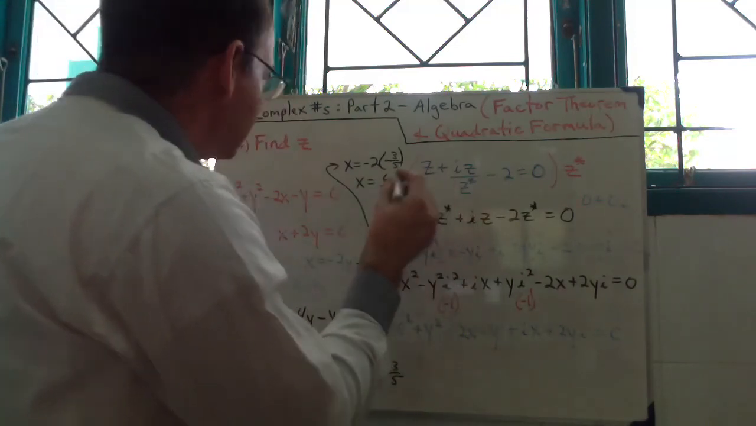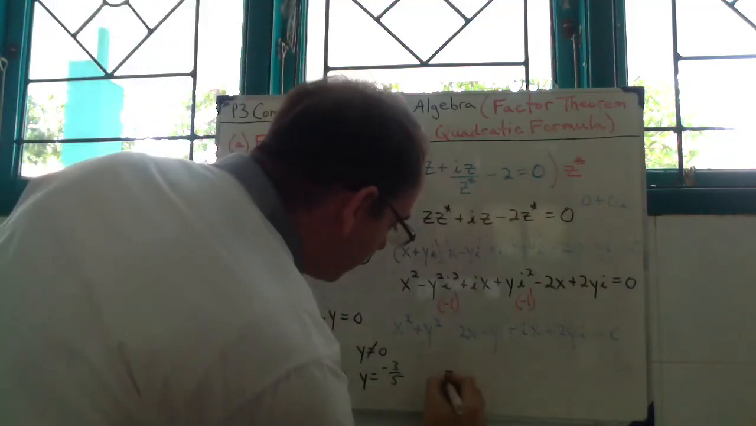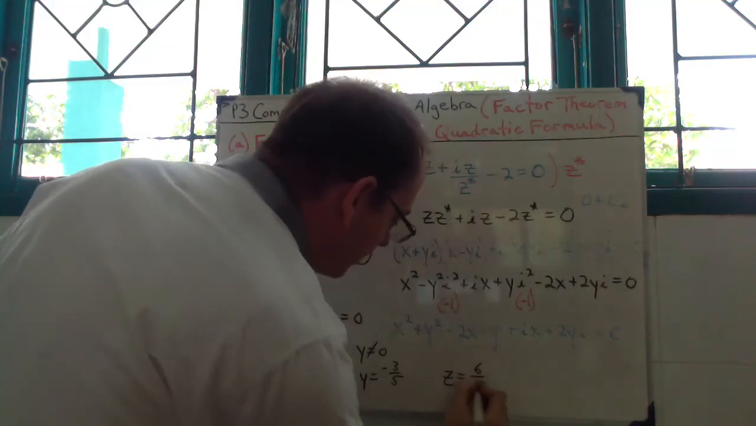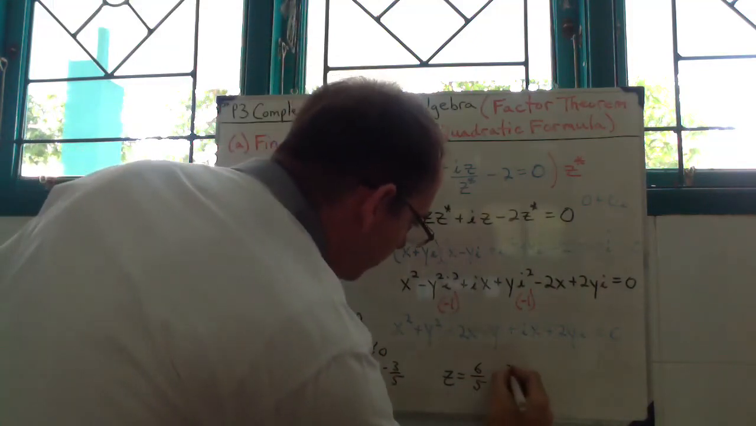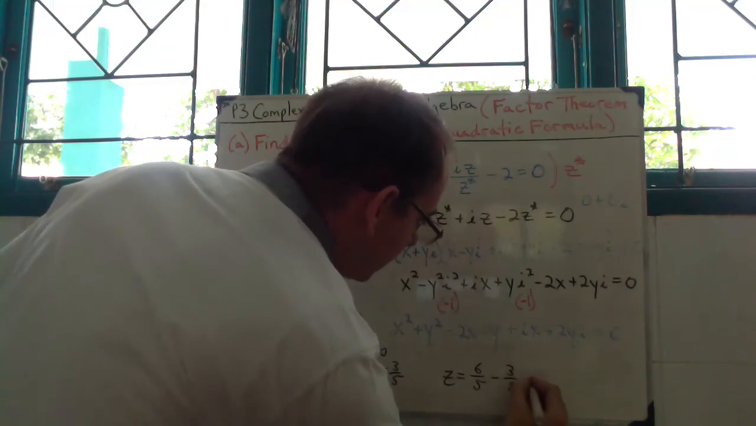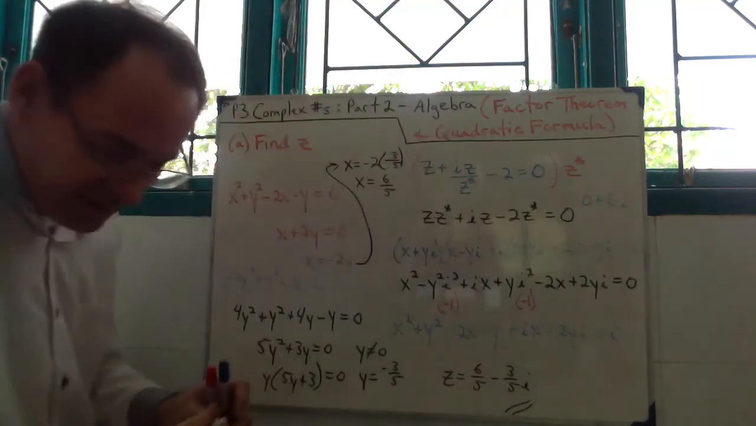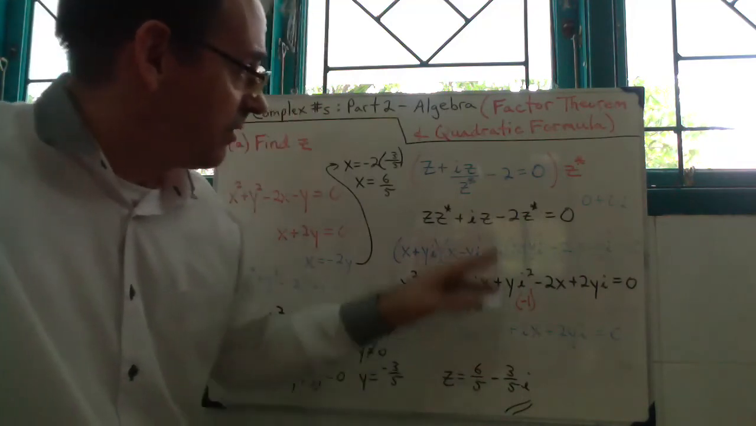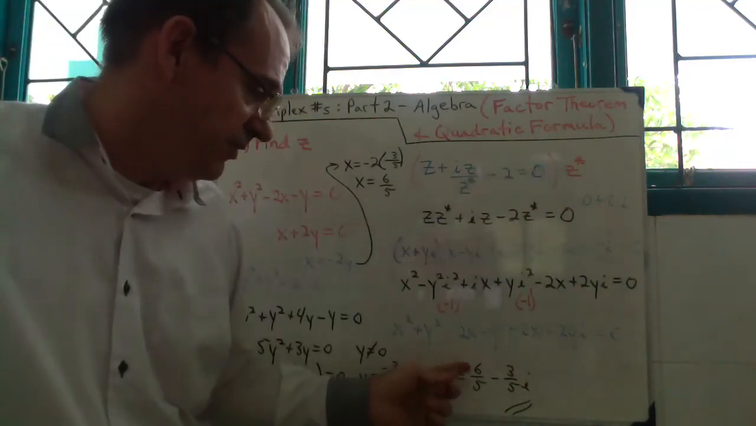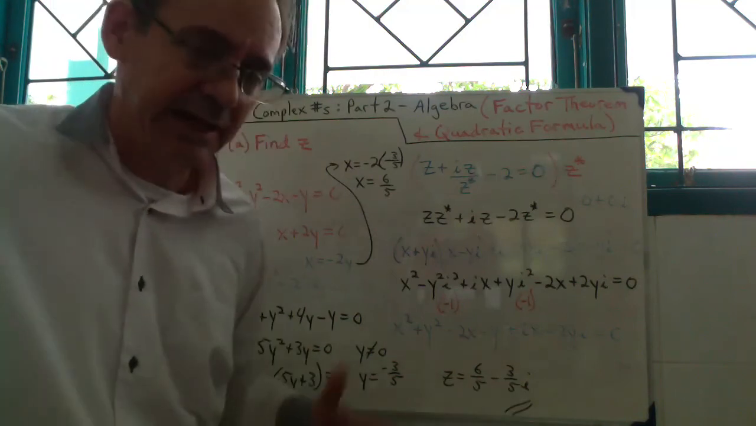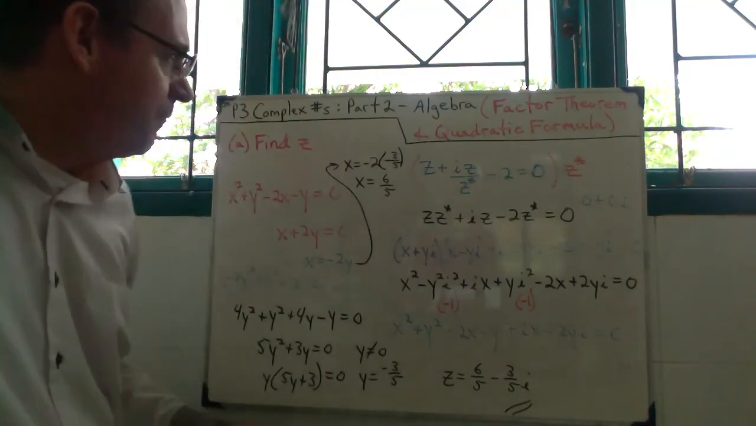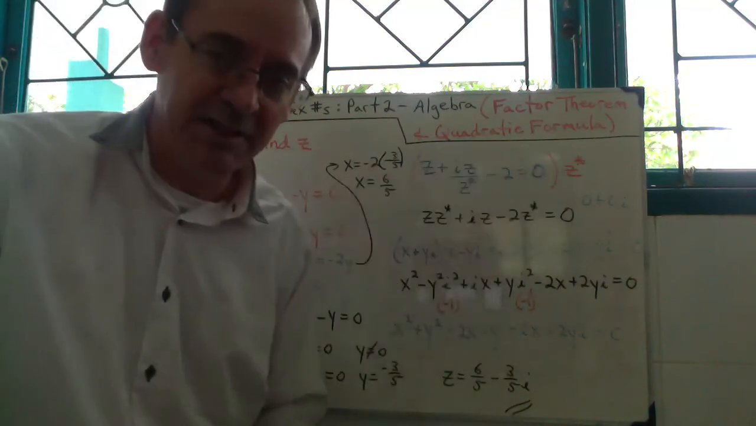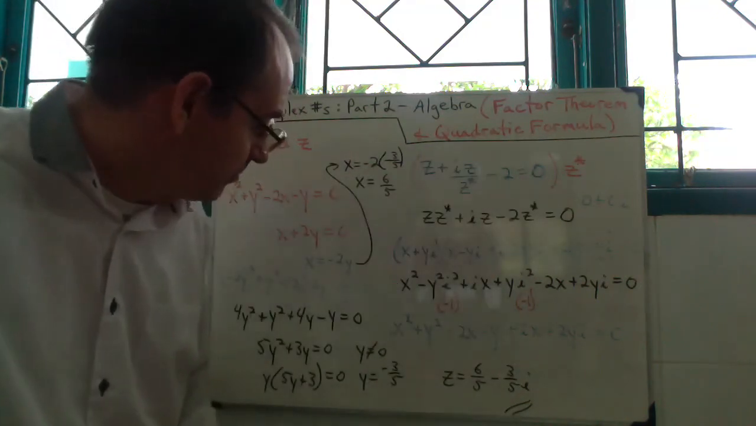So for our z equals 6/5, that's the x value, minus 3/5 i. Here is our z, 6/5 minus 3/5 i. The conjugate of z would be 6/5 plus 3/5 i. It doesn't ask for the conjugate, but if you were to plug those in, you would see that it would indeed come up to 0.